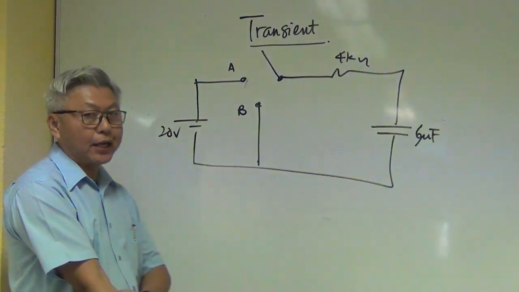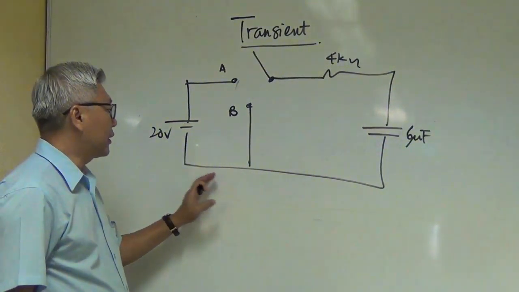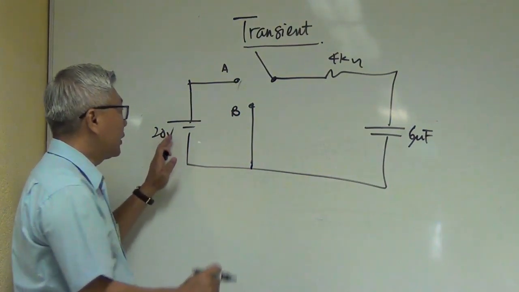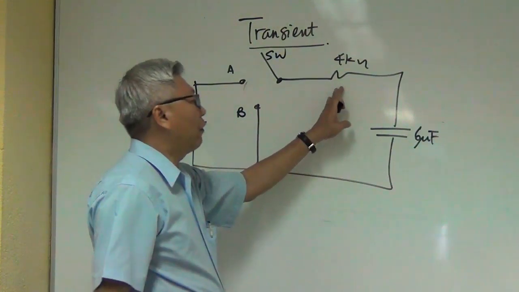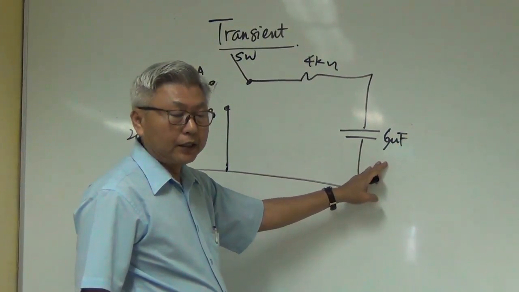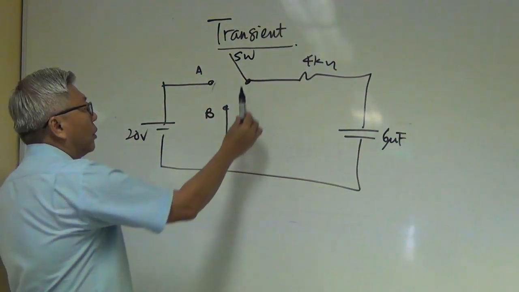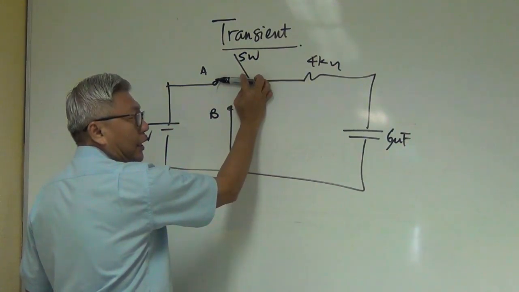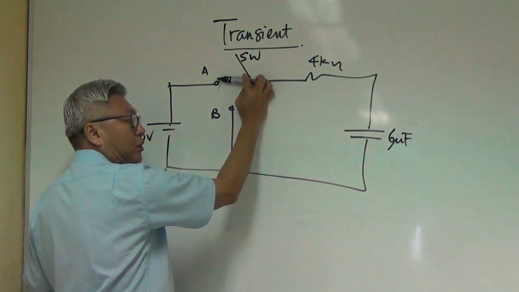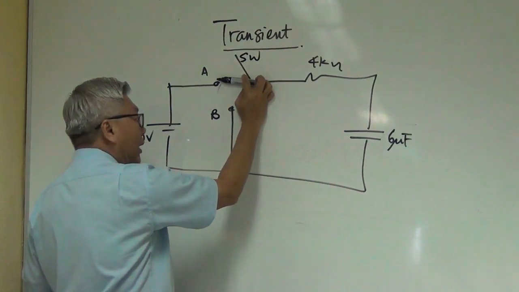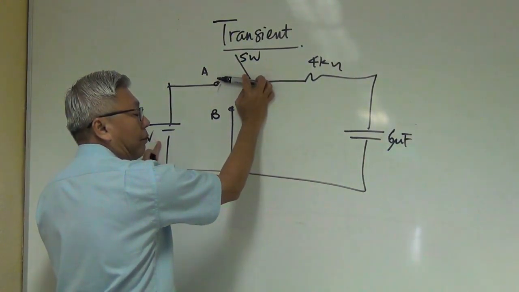Let's continue with our transient. Now I've drawn this circuit on the board with 20 volt with a switch. This is a switch with a resistor, 4 kilo ohm, and 6 microfarad. Now let me ask you, when my switch is thrown to position A, can you tell that the capacitor is being charged? How do you know that it's being charged? Because I'm connecting the battery to it, right?